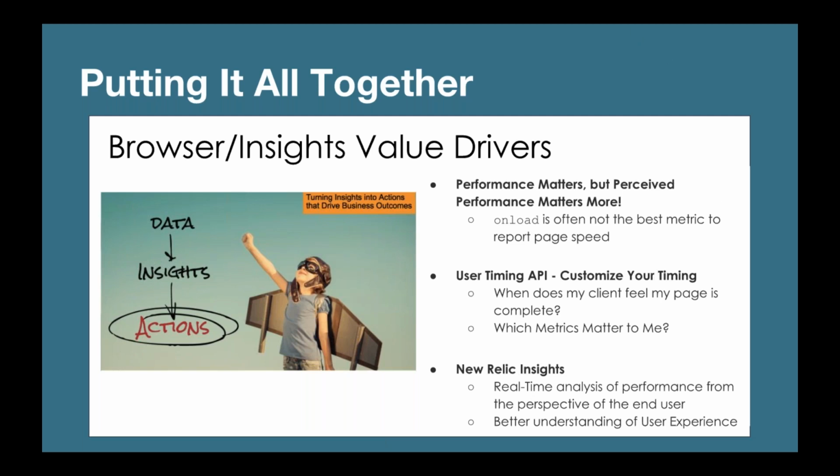Performance matters. We truly believe this, but perceived performance matters more, right? That onload event may not necessarily be the best metric to report your page speed. Using that user timing API, it's really powerful. People have been trying to adopt this for the last, I'd say, about 5 years, and I don't think it's happening fast enough. I think this is a really, truly powerful way for you to start measuring your own clients' perceived page loads when they believe it's complete.